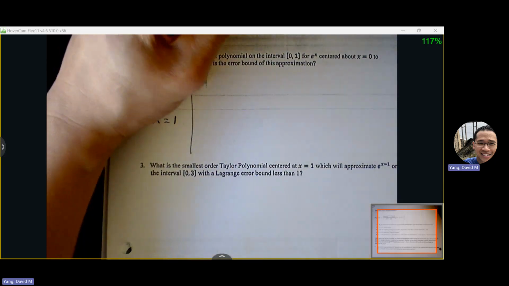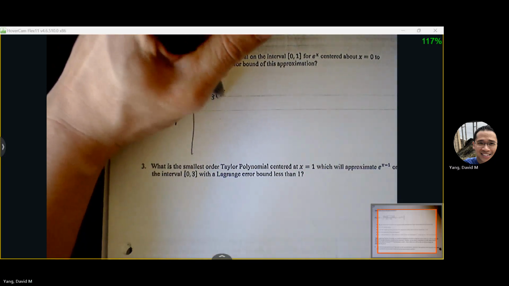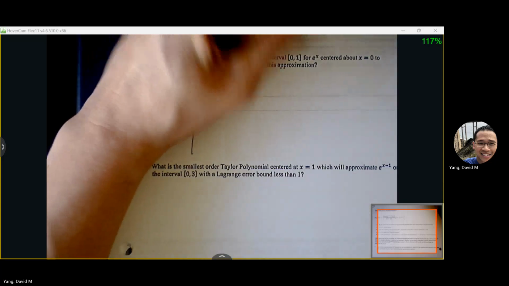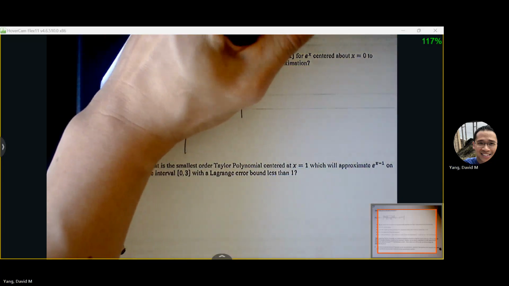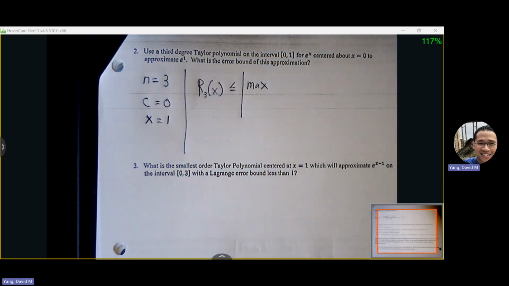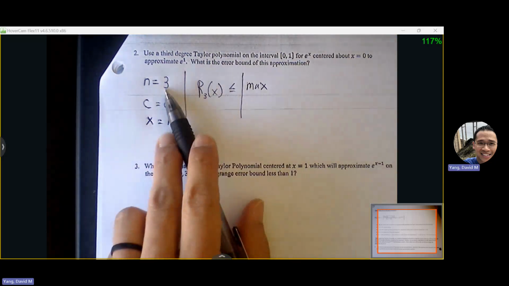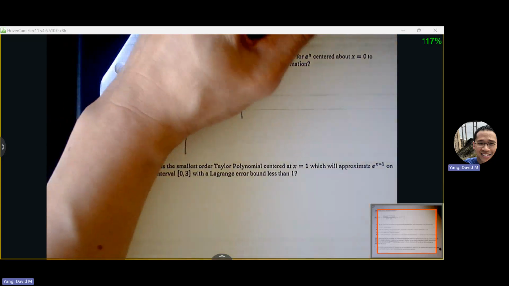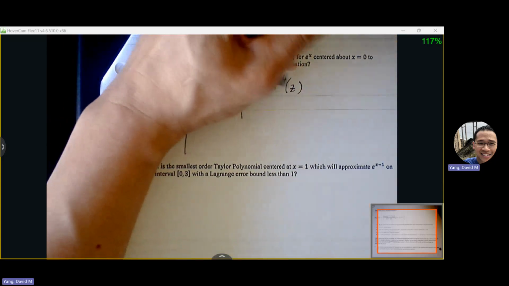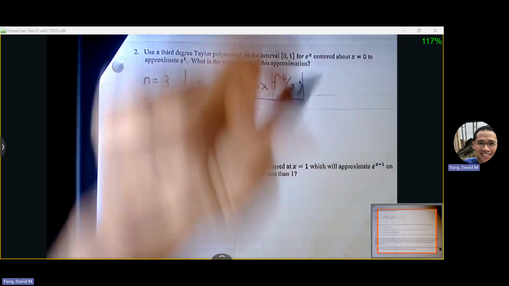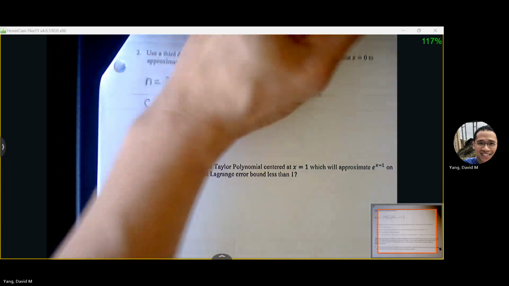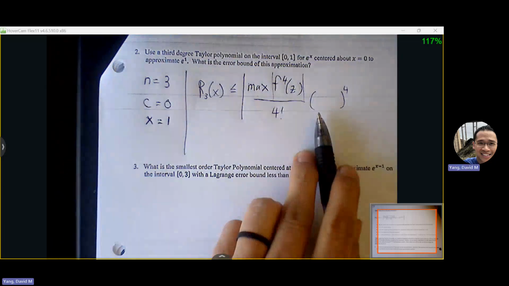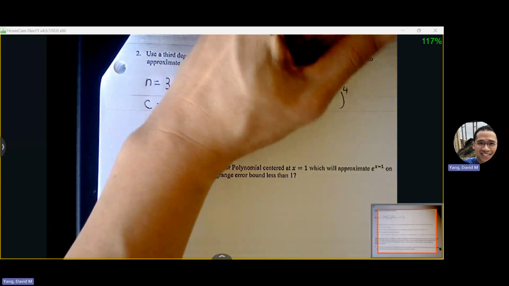Okay, let's build out our remainder. We know we're trying to maximize the n plus first derivative. So we're sitting at 3, so we're going to be maximizing the fourth derivative evaluated at z. We're trying to maximize this over n plus first factorial, so 4 factorial, times x minus c to the fourth. My x is 1, my c is 0, so just 1 minus 0.